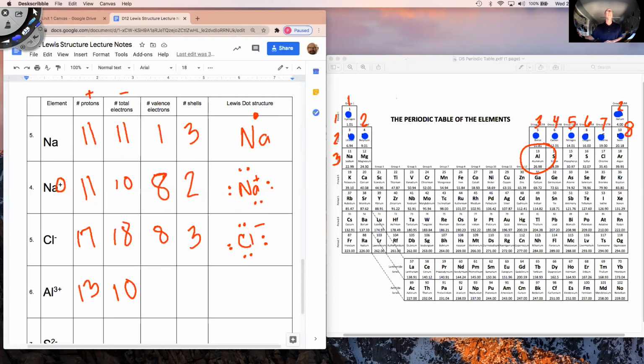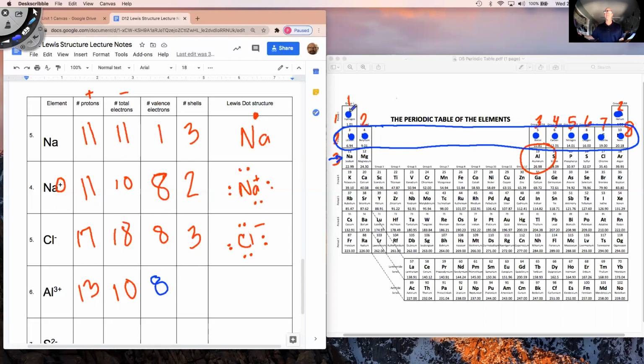Well, if we take a look, we can see that this right here is now the new outer shell for aluminum, right? Because this shell, there's no electrons on it anymore. So how many valence electrons, outer electrons, does aluminum have? Aluminum has 8 outer electrons.